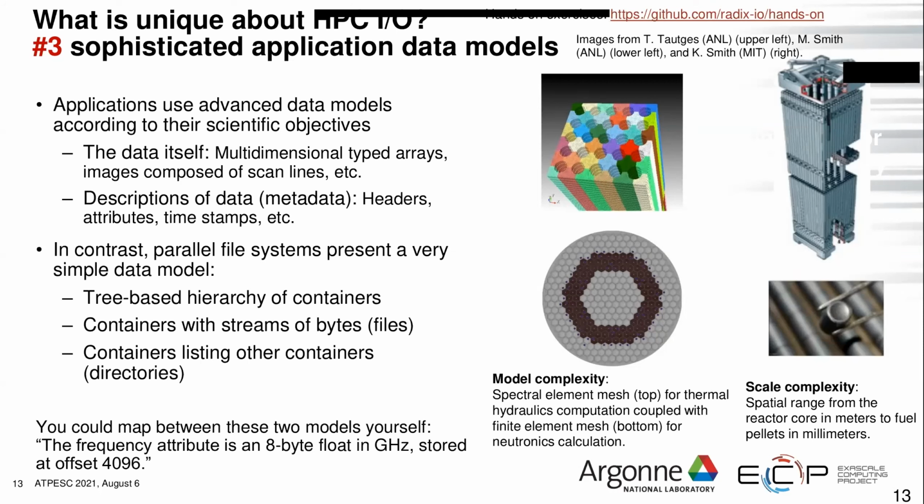But if you look at what a parallel file system provides, it doesn't have any of that. You get a tree hierarchy. You get containers with just a linear stream of bytes. Those are files. You get containers that can list other containers. Those are directories. And somehow you have to map between what is sensible for your application and what can actually be stored on a generic file system. You could do this yourself. You could say, well, I've got a frequency attribute. It's an 8-byte float, a gigahertz value, and I'm going to store it at offset 4096. And that will work. But you can imagine how things could go wrong if someone else comes in behind you and wants to modify something, and they're trying to find documentation. Maybe they don't realize the implications of where things are stored in a file. So this can be a challenge.